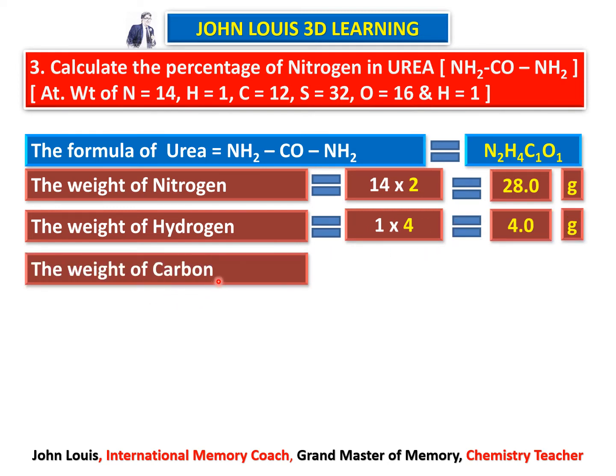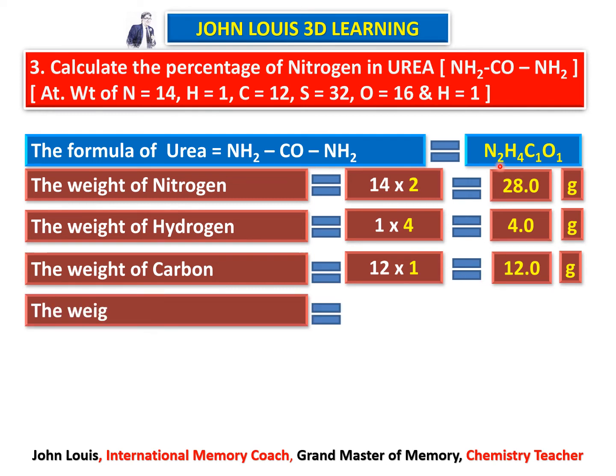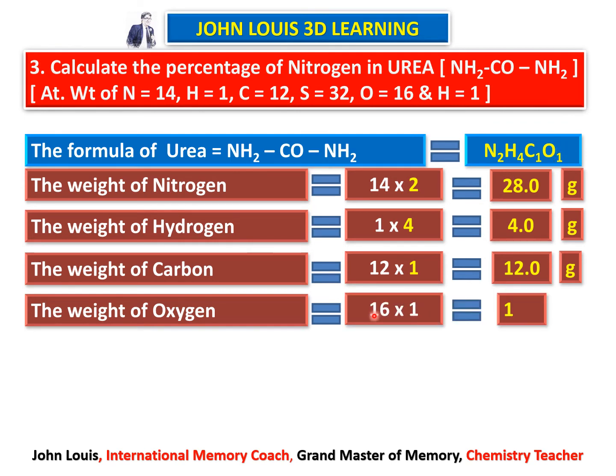The weight of carbon, atomic weight of carbon is 12. There is only 1 carbon. Therefore, 12 into 1 is equal to 12 grams. Next one, the weight of oxygen, atomic weight of oxygen is 16. We have already worked it out in many sums. And number of oxygen is only 1 here. Therefore, 16 into 1 is equal to 16 grams.